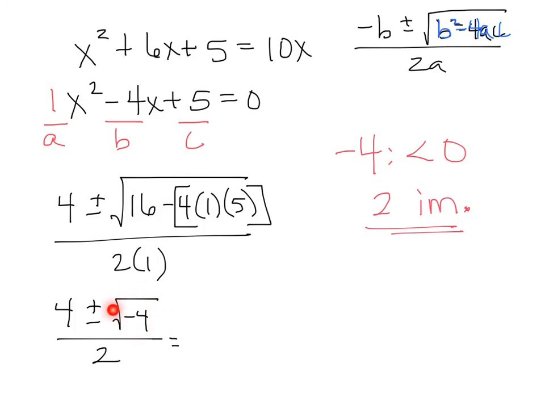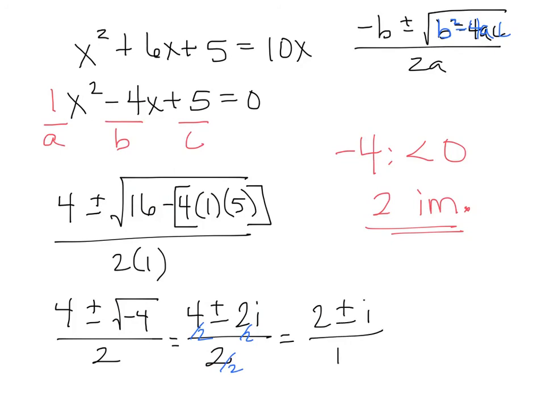Keep going, keep simplifying your square root first. You can't do anything till that's completely simplified. The square root of negative 4 happens to be 2i. Now at this point, since both of these in the top can be divided by that 2, I can go ahead and divide it by 2. Since all of them are out of the root and all of them are divisible by 2, I can divide by 2, making my answer 2 plus or minus i. In other words, 2 plus i is one of my answers, and 2 minus i is my second answer.